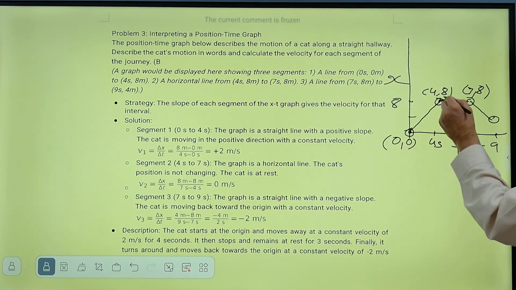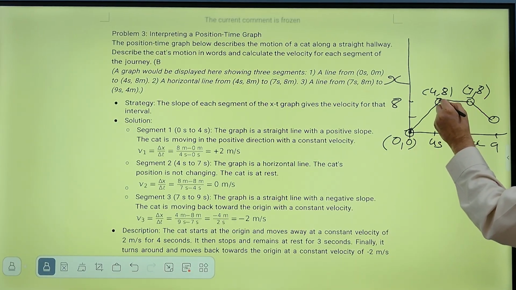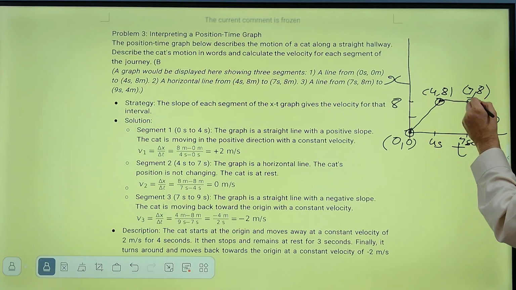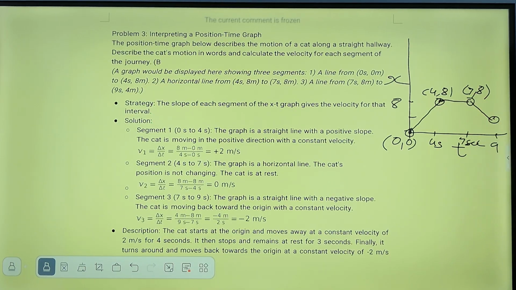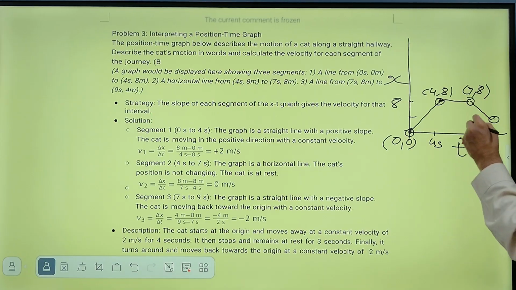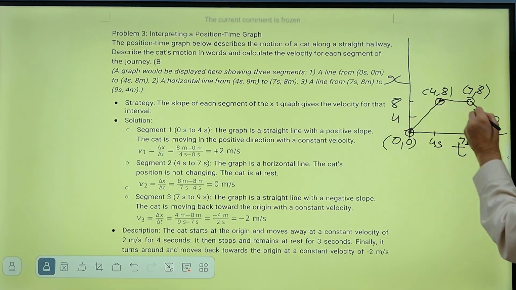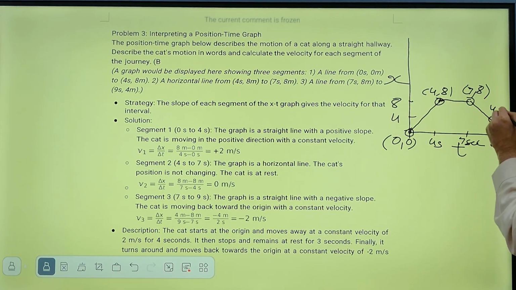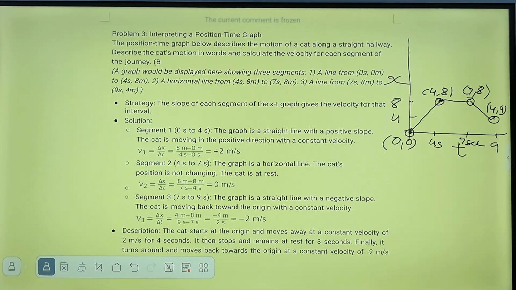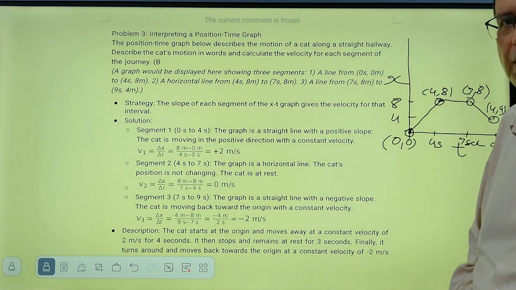Starting from 0, 0, first it comes to 8 meters in 4 seconds, then it stays at 8 meters up till 7 seconds, and then comes to 4 meters here at 9 seconds. So that position is 4, 9. Okay. So this is the graph that you have, which is describing this problem.